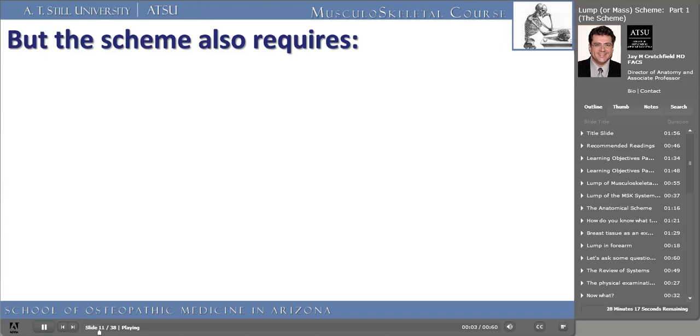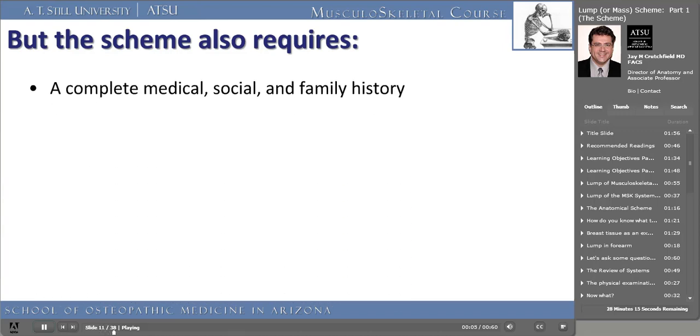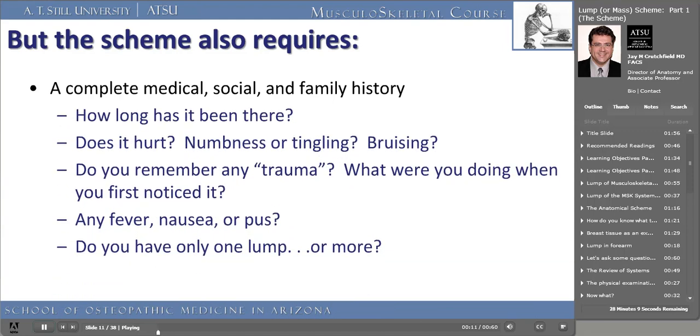First, we need to gather some information on this patient's abnormality. What would we like to know, among other things? How long the mass has been there? Does it hurt? Is it associated with any numbness or tingling around the skin or in the hands or fingers? Does the patient remember any traumatic event? Is the mass associated with any obvious fever, nausea, redness, erythema, pus? Does the patient only have one such abnormality, or are there others?